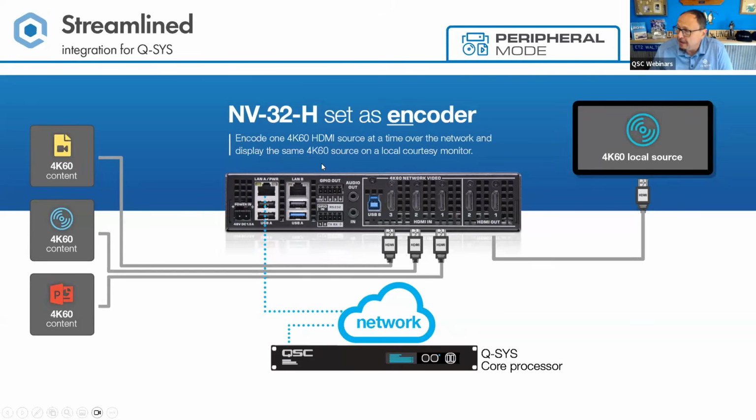Now, in encoder mode, it will also support one single local monitor source. That is for 1080p or for 4K. This output is only going to show these local sources. We cannot decode a stream from the network. So just be aware of that.